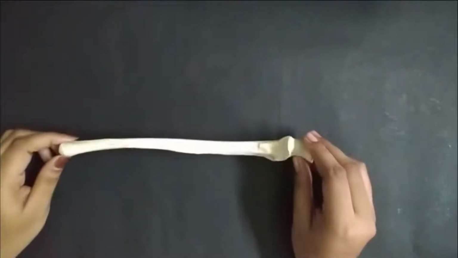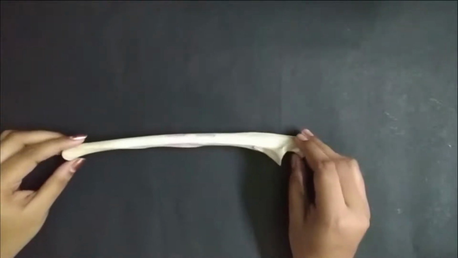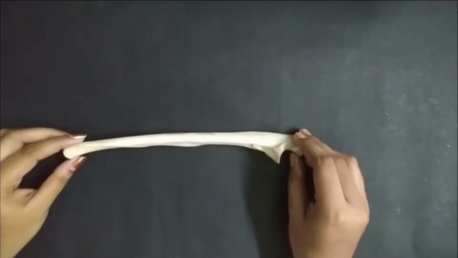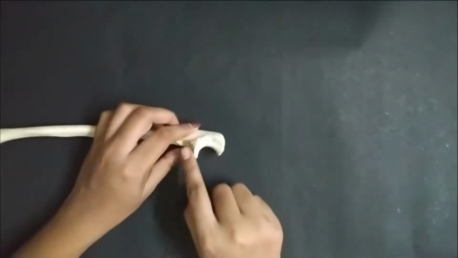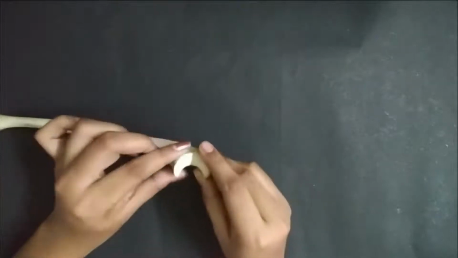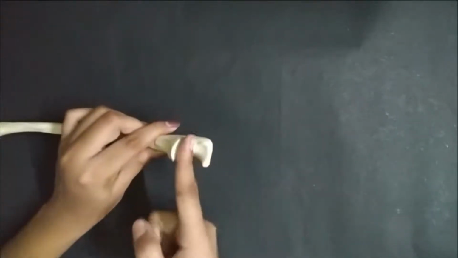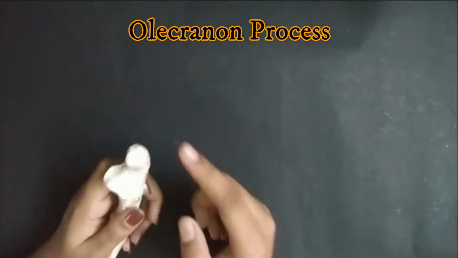So in this video I'll be talking about the features and the site determination. First let's talk about the features of the upper end. This is the upper end, as you can see, and it has two processes. This is the olecranon process, this is the coronoid process, and next we have the trochlear notch. First is the olecranon process.